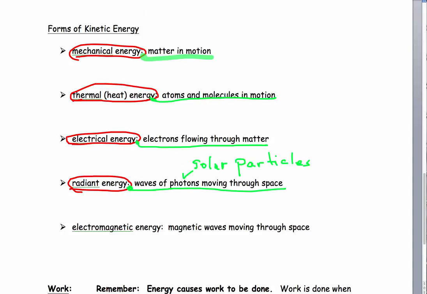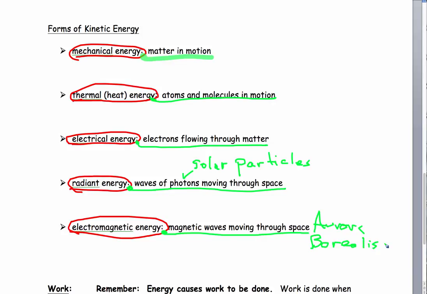And then finally, electromagnetic energy. And electromagnetic energy, this is matter also that moves in waves, but it's electromagnetically charged. So one place where we see magnetic waves would be like in the Northern Lights, or the aurora borealis. And I have some videos that I can show you, or I can put up for you to link to and take a look at the aurora borealis, or the Northern Lights.